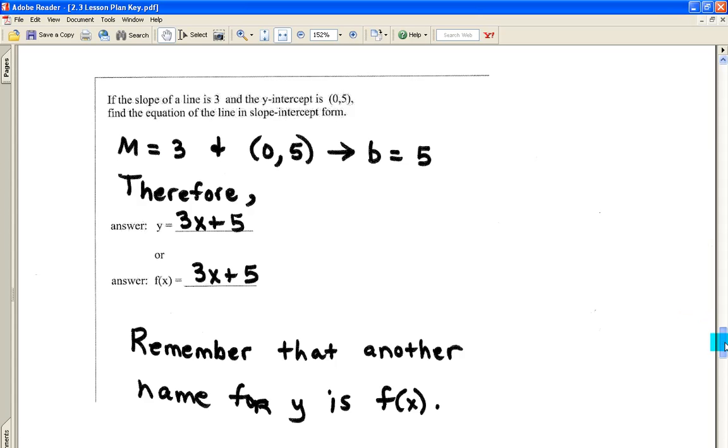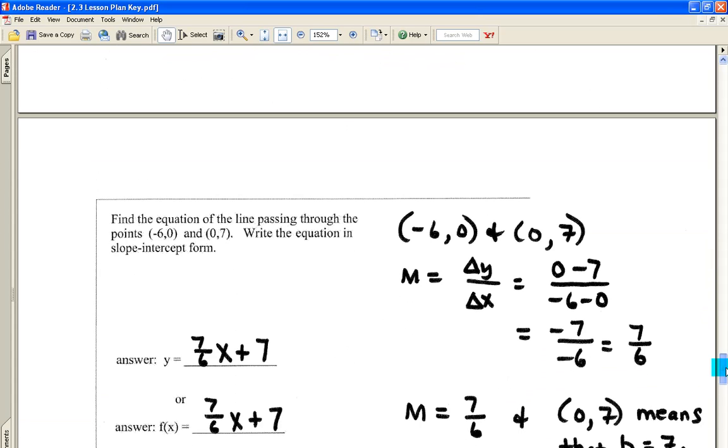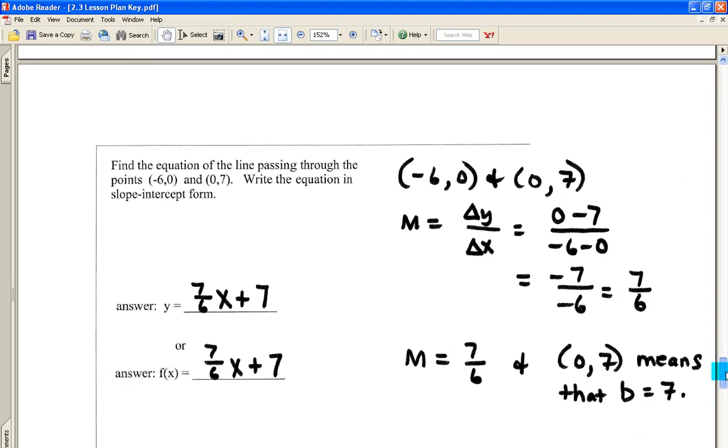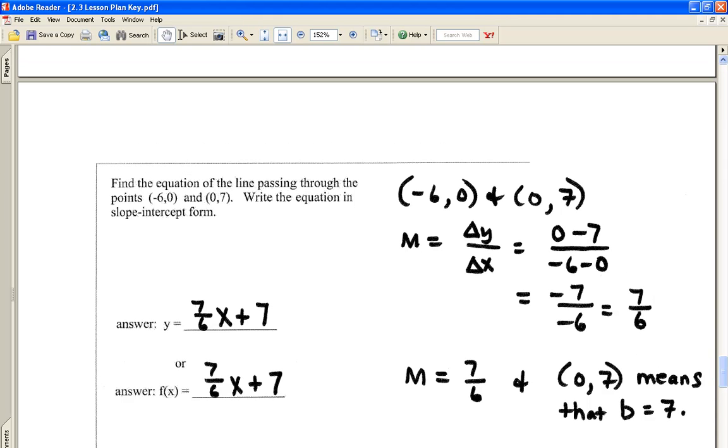Now, let's look at a problem that has a little more to it. All right, here we go. Okay, so find an equation of the line passing through the 2 points -6, 0, and 0, 7. Write the equation in slope-intercept form. Now, before the y equals mx plus b even becomes useful, we need to know what the slope is, and we need to know what the value for b is.